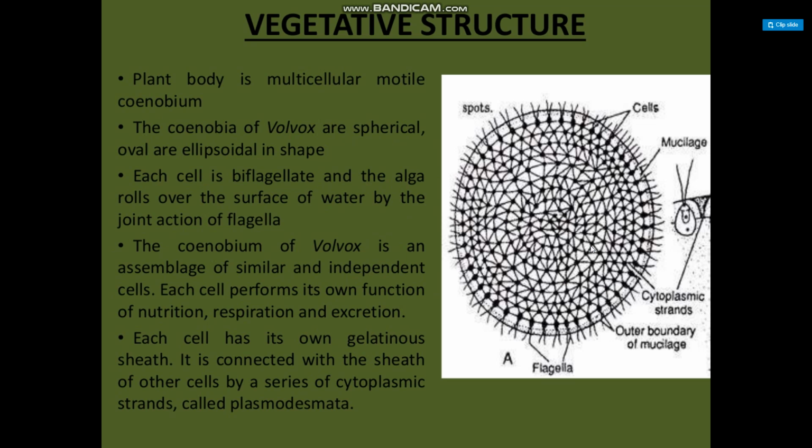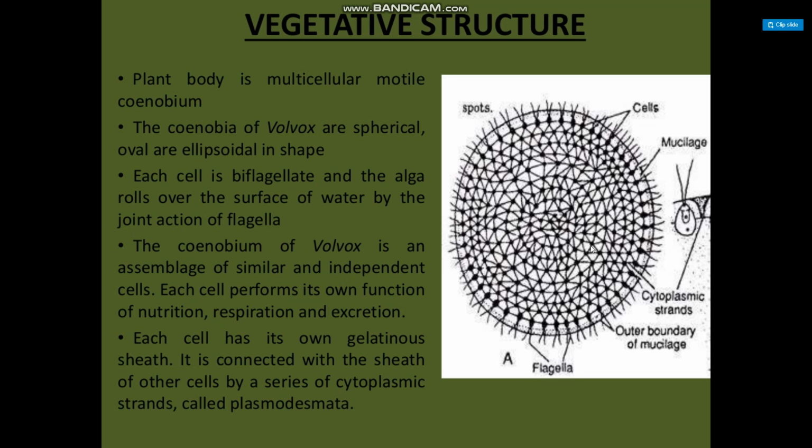Vegetative structures. The plant body is a multicellular motile coenobium, and the coenobia of Volvox are spherical, oval, or ellipsoidal in shape. Each cell is biflagellated and the alga rolls over the surface of water by the joint action of flagella. The coenobium of Volvox is an assemblage of similar independent cells.